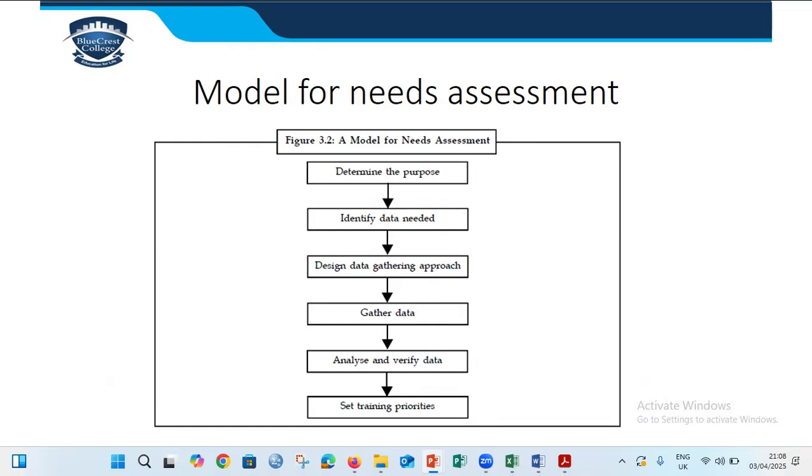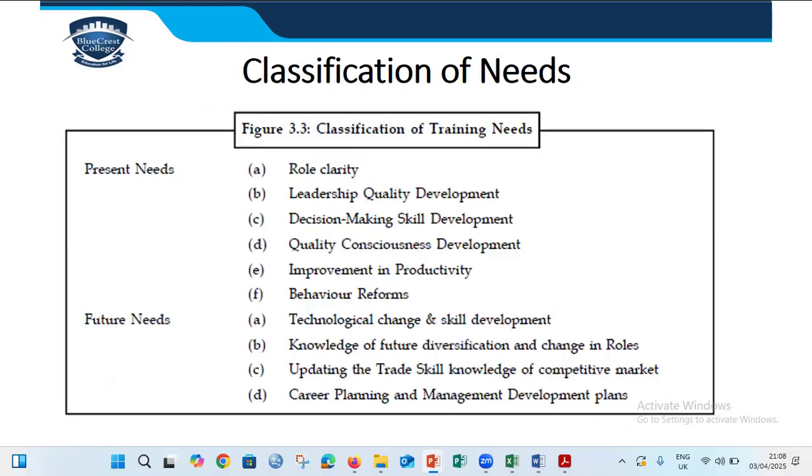Then once your questionnaire is ready, you gather data. You send the questionnaires out, employees fill them, and then you collect them back, and you analyze and verify the data. Then after you have done all of that, you prioritize because all the needs cannot be met at once. So you prioritize, and then based on the level of impact and all the other factors that were considered, you start giving out the training. Okay.